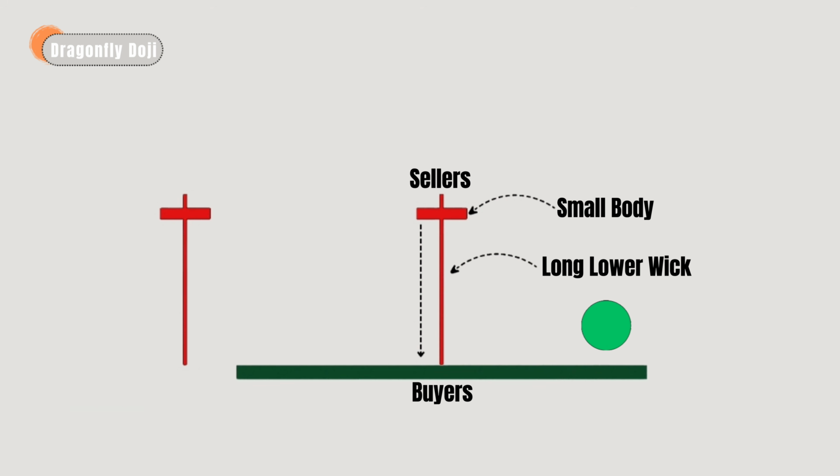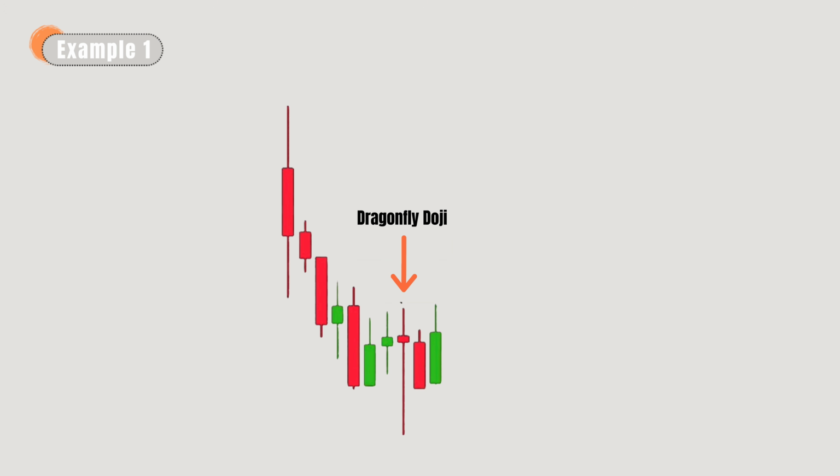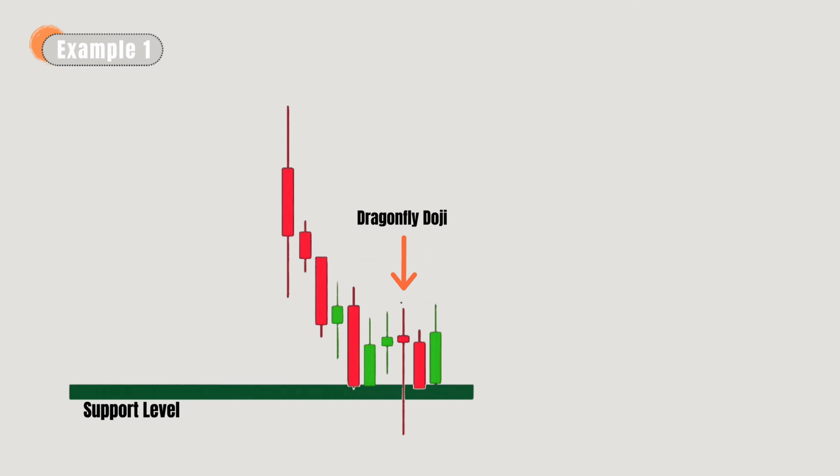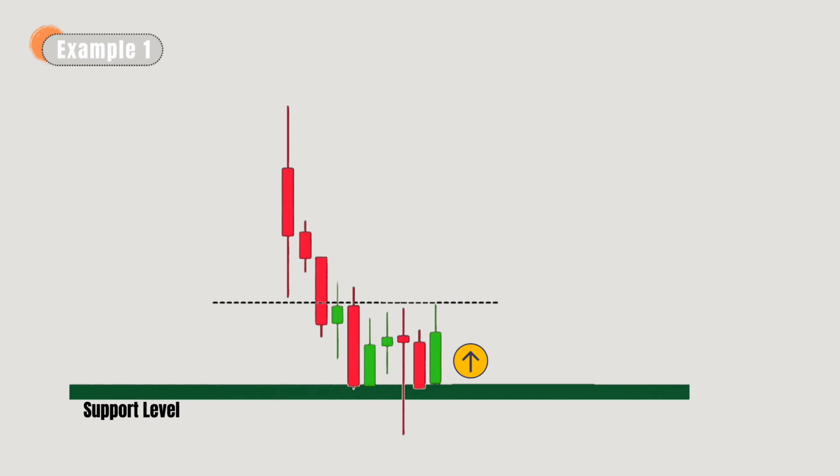Now let's look at an example. This is a 5-minute time frame chart. Shortly after the market opened, the price faced rejection at lower levels, creating a long lower wick on the chart. This is known as a Dragonfly Doji, signaling a potential bullish reversal. It suggests that the market is trying to establish support at this level, as buyers repeatedly push the price higher, causing it to trade within a range on the chart.